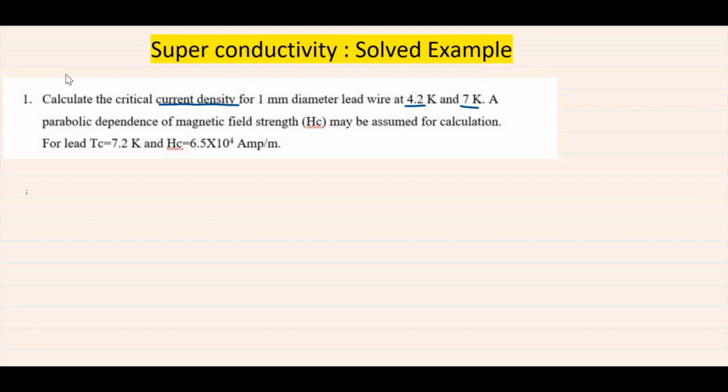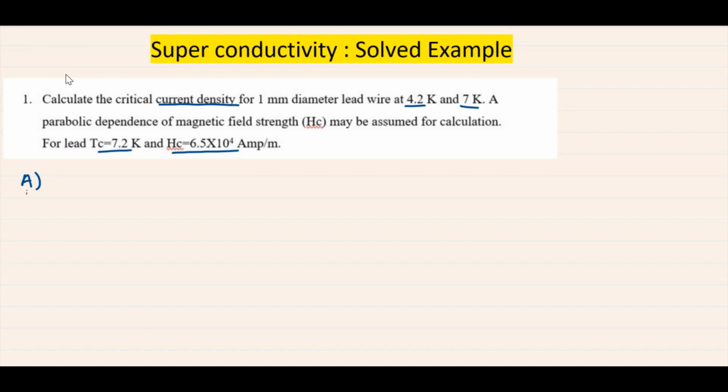Okay, the given data are: critical temperature is 7.2 Kelvin, and critical field at T equal to 0 Kelvin is Hc, which is equal to 6.5 into 10 power 4 ampere per meter. So we need to find the critical current density at 4.2 Kelvin and 7 Kelvin.